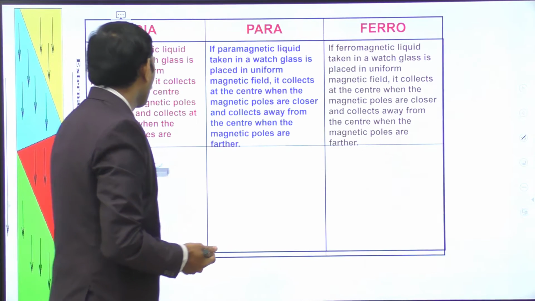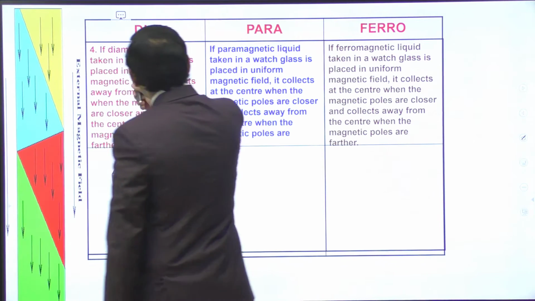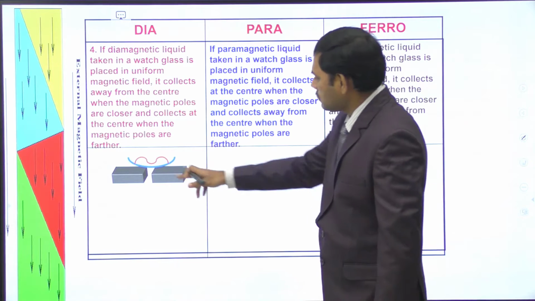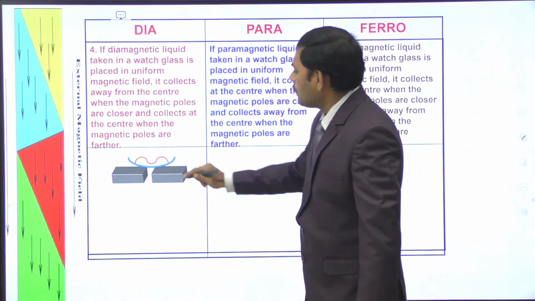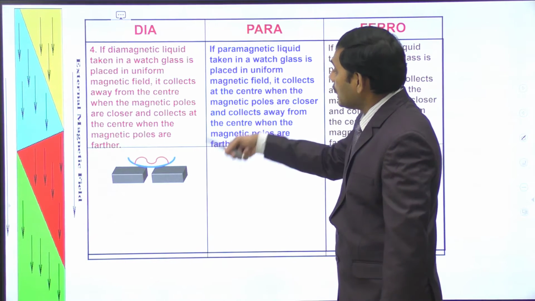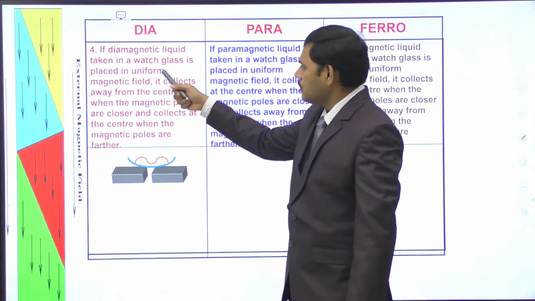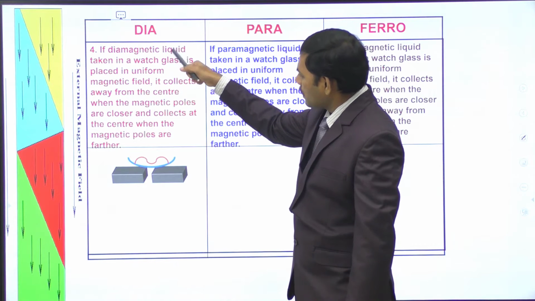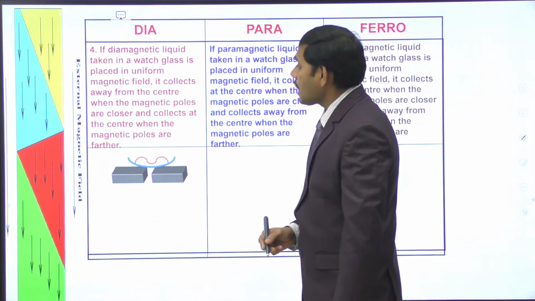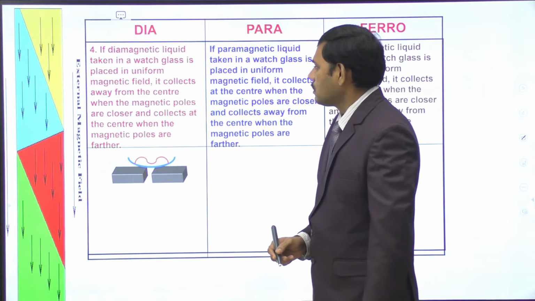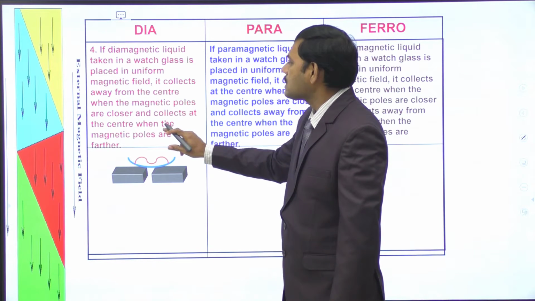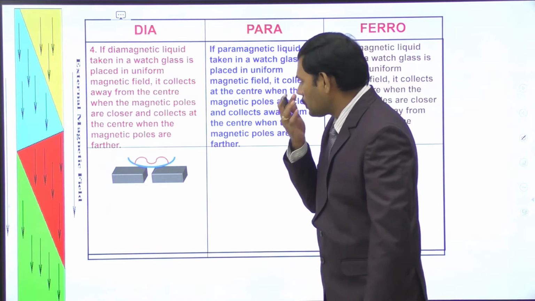Dia, para and ferro. Here, a diamagnetic liquid is taken in a watch glass. Let us take a watch glass shown here, and this be the diamagnetic material such as copper, now in the form of a liquid. If a diamagnetic liquid is taken in a watch glass and placed in a uniform magnetic field, it collects away from the center when the magnetic poles are close, and collects at the center when the magnetic poles are farther.